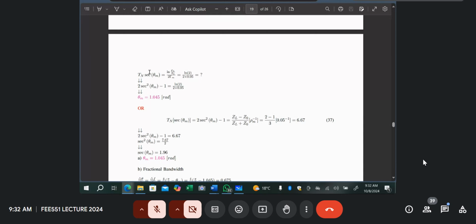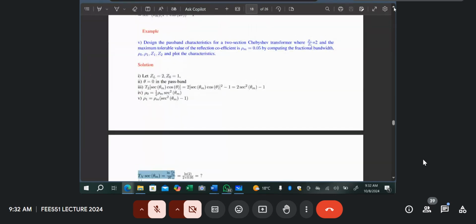And then this is given. So using that, you're able to compute theta M. Then here we have the Tn. Why is this Tn important for us? What does it help us to compute?